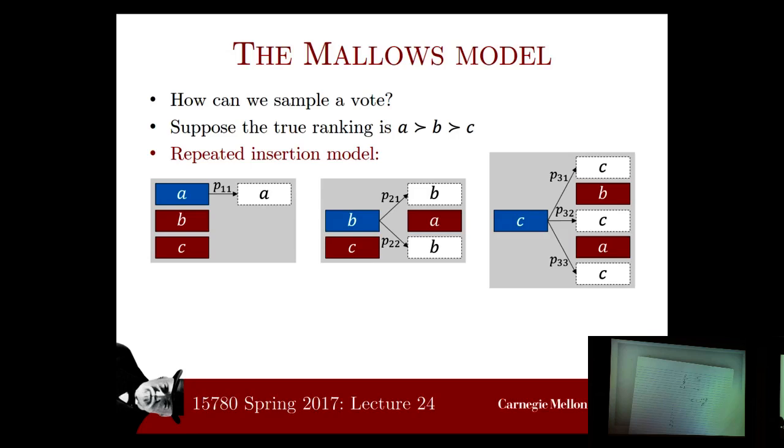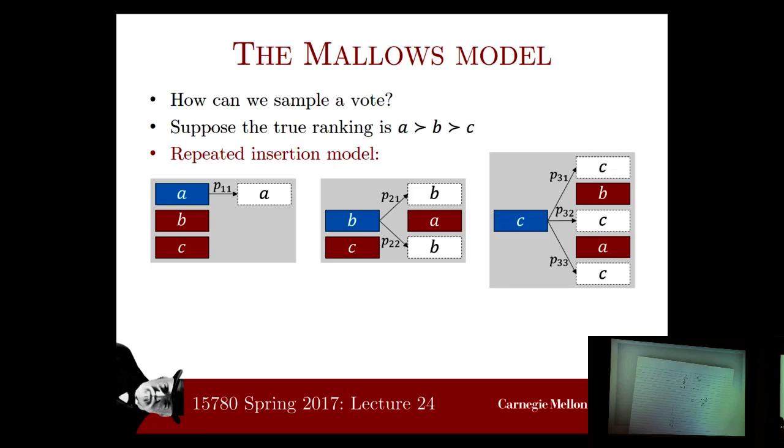And now we have C. So with probability P31, we put it in position 1. With probability P32, we put it in position 2. And with probability P33, we put it in position 3. Okay, so that's how the model works, and so this generates a ranking. And the challenge is to set these probabilities Pij in a way that would give you the same distribution of rankings as the Mallows model with parameter phi.